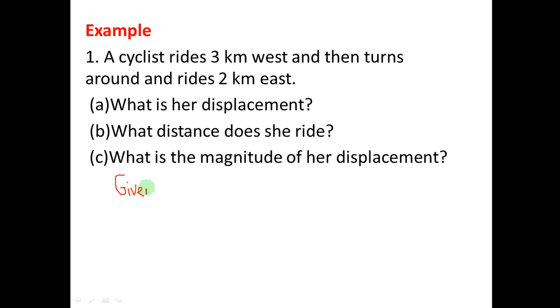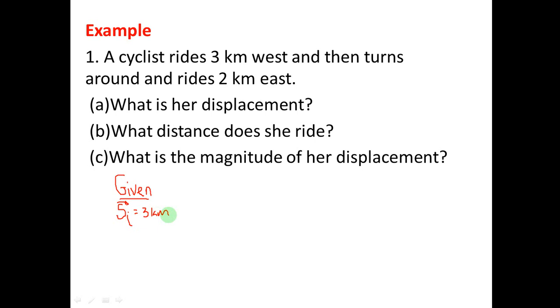Let's write our given. The first given is a cyclist rides 3 kilometers to the west. This is a magnitude and direction, so 3 kilometers to the west is a displacement. The first one is the initial displacement. The initial displacement is 3 kilometers.